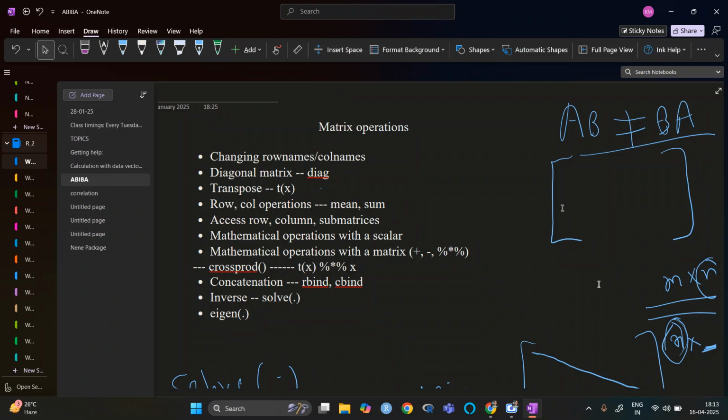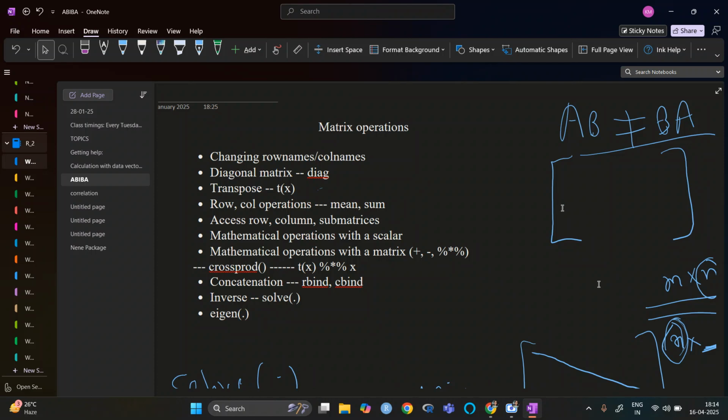Now, to access a row or a column of a matrix, all you need to do is write A, and then in square brackets you write what you want to access, which row, which column, or whether you want to have a submatrix. So basically, out of 3 by 3, if you want some 2 by 3 matrix or 2 by 2 matrix or 2 by 1 matrix, you can have that submatrix also by defining what rows and columns you want to access.